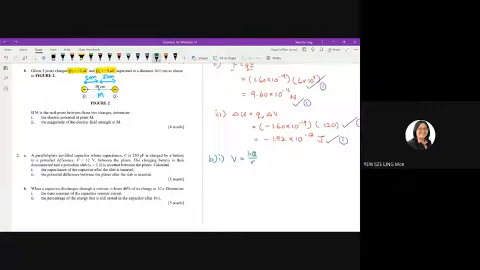So how do we calculate the total potential now? You look at this question. You have two charges.